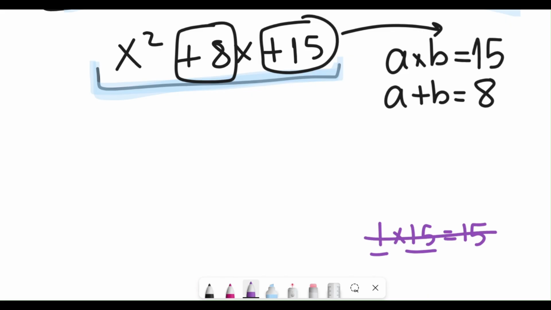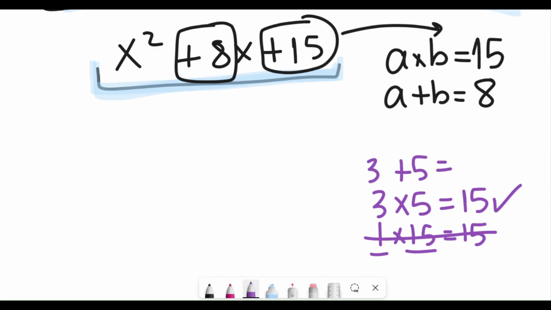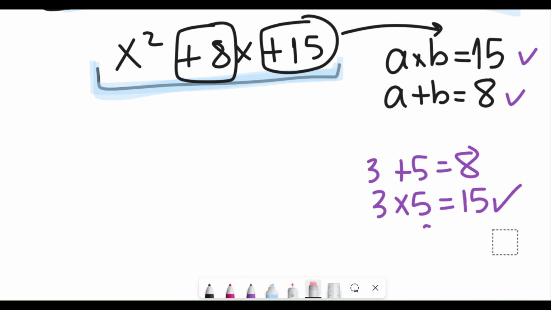So this doesn't work. What if you try 3 multiplied by 5? Will that give us 15? Oh yes. Now let's try to add them. 3 plus 5 is equal to 8. That's exactly what we wanted, right? So our numbers are 3 and 5.